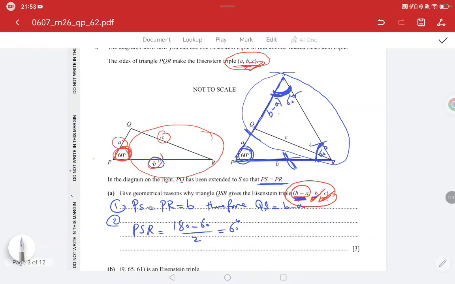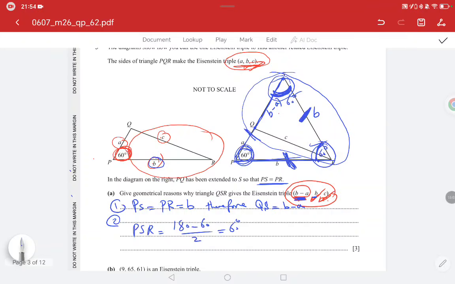And since all angles are the same, it means all sides are the same. It means this one is the same as this one, the same as this one. Okay, so now we proved that this one is B as well. Okay, so this is what we are going to write. Okay, so we explained that this one is 60 degrees.